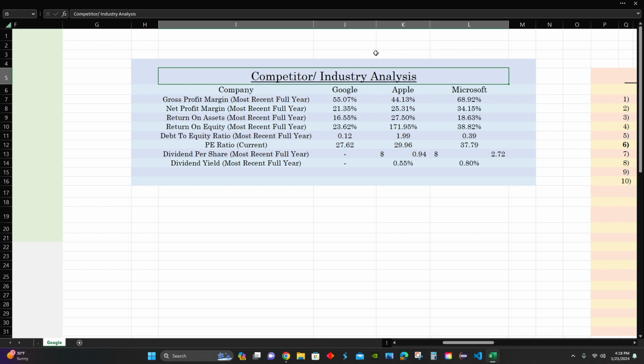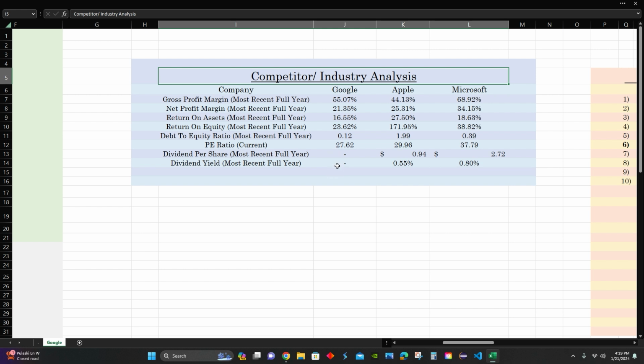Next, for their PE ratio, they're trading at the lowest PE ratio compared to the three companies. It could mean that right now they're trading at a better buying opportunity, or it could mean that investors are currently estimating that Google is not projected to grow as fast as Apple and Microsoft. So for that metric as well, it also depends on which angle you're looking at it from.